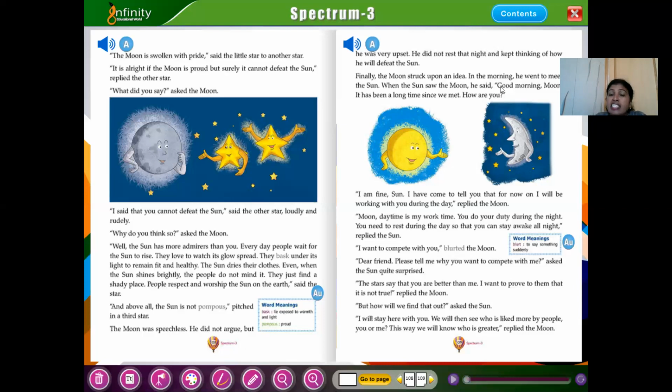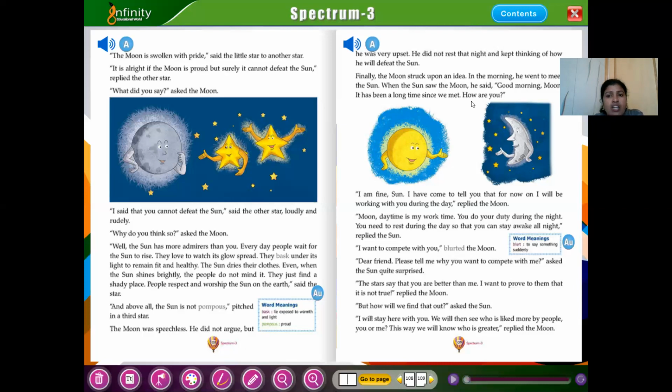The next morning, the moon went to meet the sun. When the sun saw the moon, he said, "Good morning, moon. It has been a long time. After a long time, we are meeting. So how are you?" the sun asked.